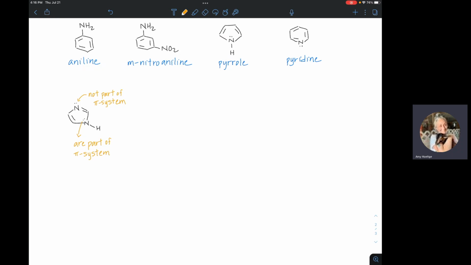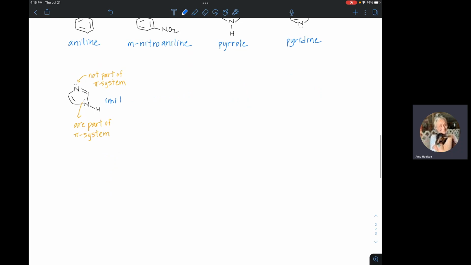Across the molecule, you have another nitrogen with a lone pair of electrons, and those electrons are lying perpendicular to the pi system. So their electron geometry is different. They are more available to be used as a base or as a nucleophile. This particular compound is known as imidazole. And you'll see this in DNA quite frequently as part of their base pairs.